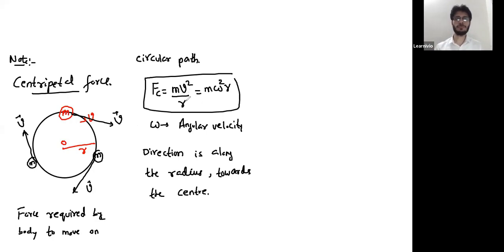Its magnitude is mv square by r or m omega square r. The direction of the centripetal force is always like here: the centripetal force is towards the center. Here too, the centripetal force is towards the center. The centripetal force always acts along the radius towards the center of the path.